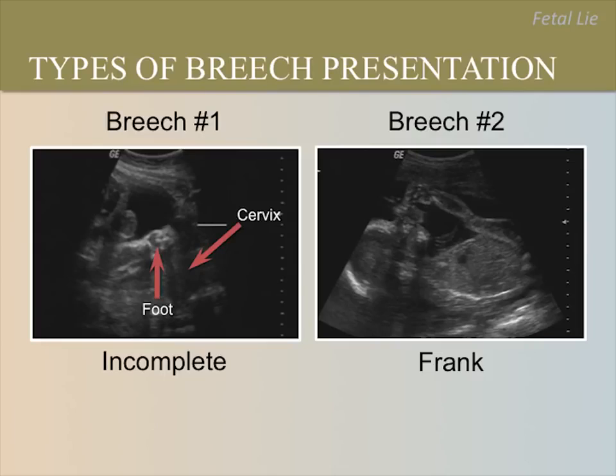Sometimes a type of breech can be seen, but it is often difficult. These images show an incomplete and frank breech. Please notice the foot nearest the cervix in the left image, which is characteristic of an incomplete or footling breech. In the right image, the buttocks are nearest the cervix, and you can see one leg extended up in the anterior part of the image. This is a frank breech.